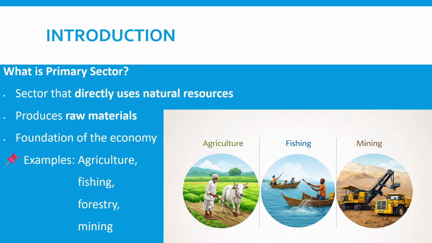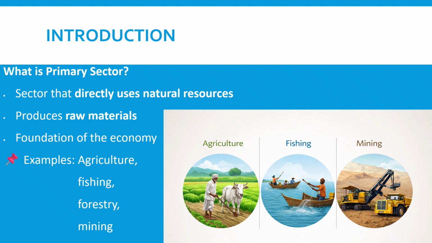The Indian economy is broadly divided into three sectors: primary, secondary, and tertiary. Among these, the primary sector comes first because it provides raw materials to all other sectors. If the primary sector stops functioning, industries will not get raw materials and services will also collapse. Therefore, understanding how money flows into the primary sector is very important.